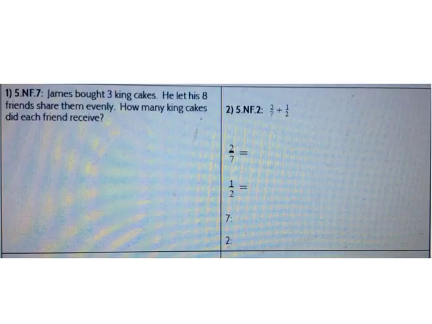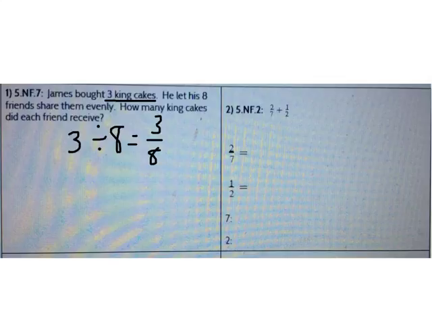First, what operation do I need to use to solve this problem? I need to use division because something is being split up. What's being split up in this problem? 3 king cakes are being split up. So what division problem should I use? I should use 3 divided by 8. 3 king cakes split among 8 friends. How do I write 3 divided by 8 as a fraction? It's 3/8. Each friend will get 3/8 of a king cake.